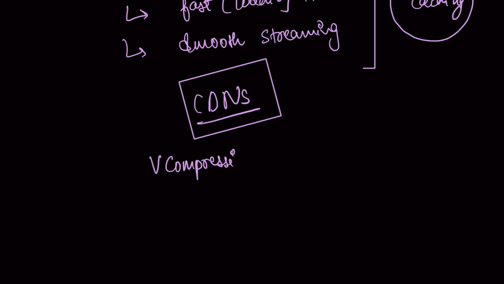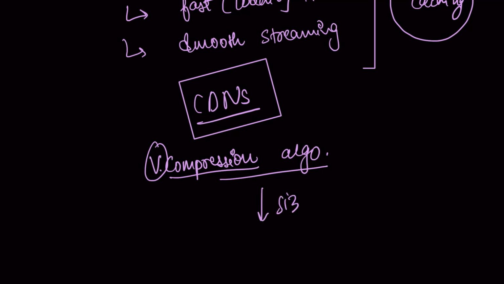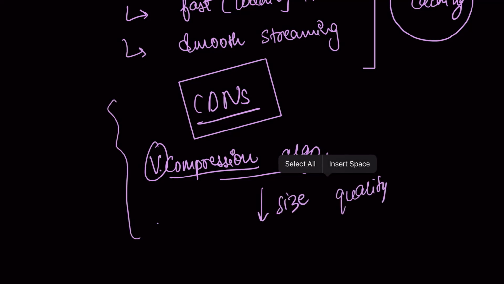And not only CDNs, but YouTube also uses video compression algorithms. What this does is reduce the file size while maintaining its quality, okay? And yes, that is what we are going to have for the non-functional requirements of YouTube.